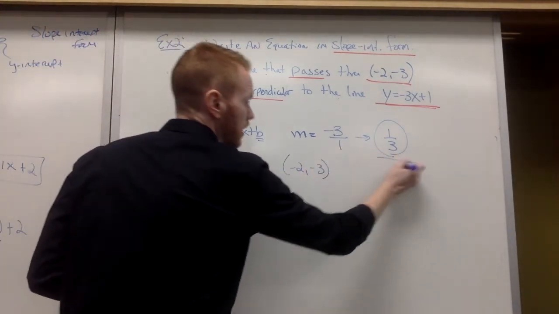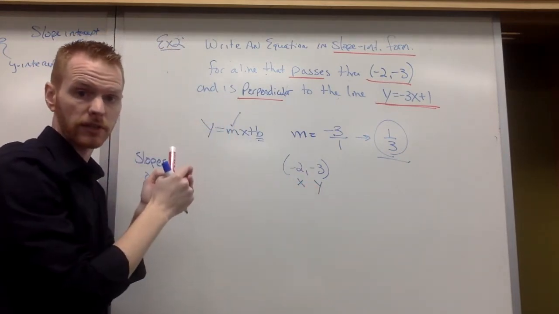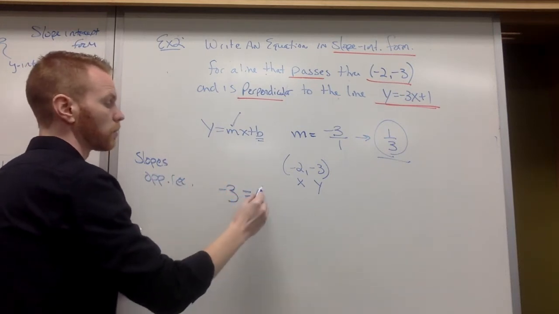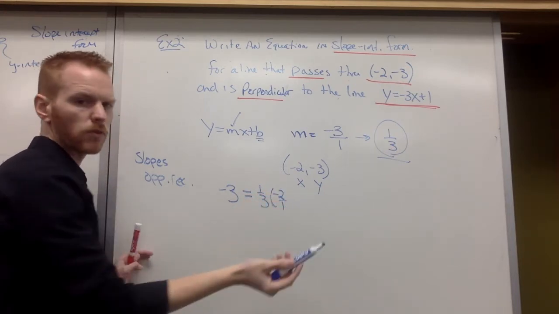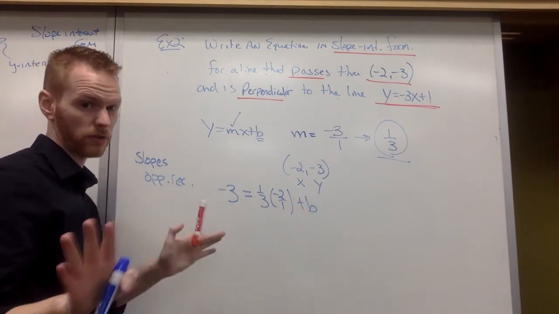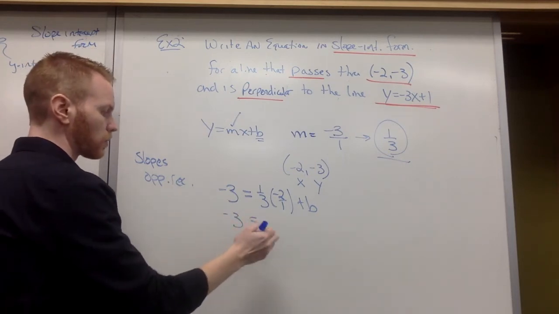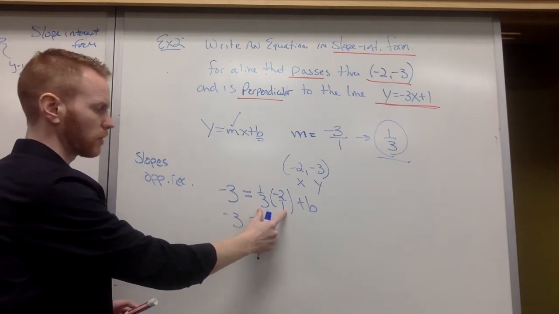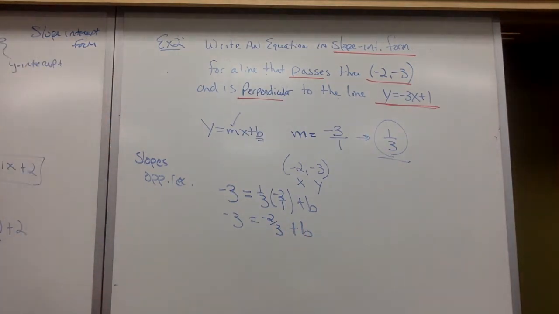I know what m is. It's 1/3. I know an x and y value that works for this. All I don't know is b. Let's substitute. We get -3 equals, the slope is 1/3 times -2. I'm going to put that over 1 for right now, plus b. Remember, -2 and -2 over 1 are the same thing. All right? Not different. I get -3 equals, now, when I multiply these two fractions together, you see why I put that over 1? It's easier to see when you multiply. You get -2/3 plus b.